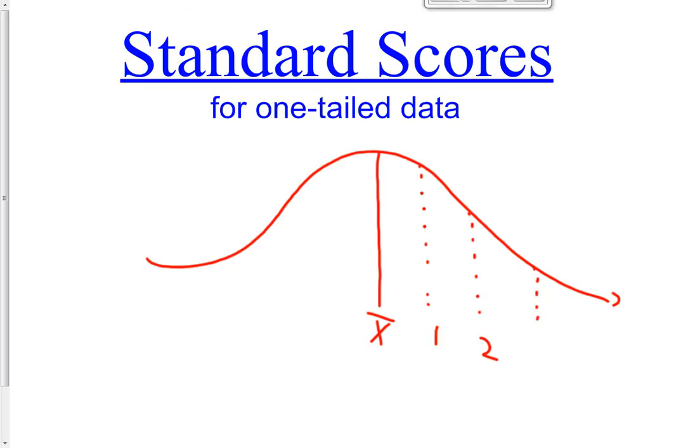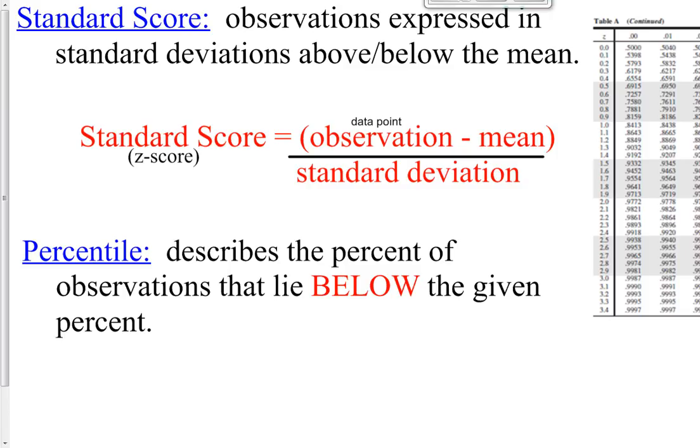We've done all that. Now, the benefit of standard scores is, what happens if we have maybe 1.5 standard deviations away from the mean? What percent fall below 1.5 standard deviations from the mean? Up to this point, we haven't been able to calculate that, but standard scores now help us calculate any score that's on this normal curve. So taking a look here, a standard score is observations expressed in standard deviations above or below the mean.